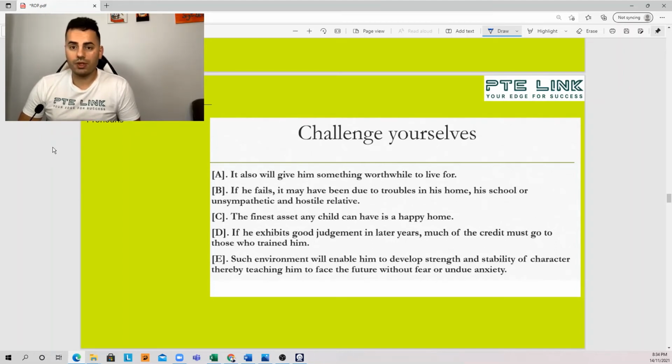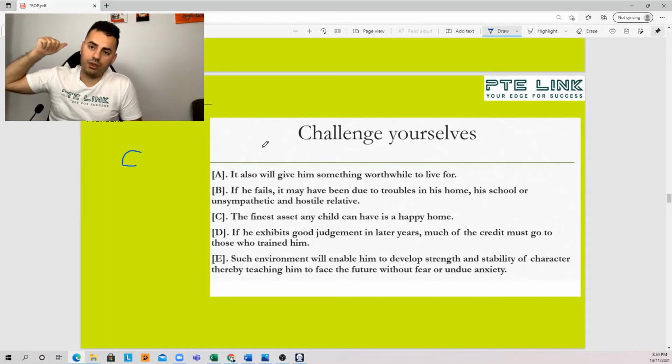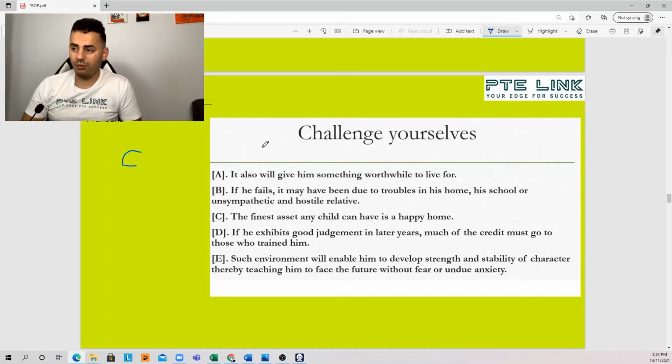I think this one is easy to find the independent sentence. Yes, it is C. The finest asset any child can have is a happy home. By the way, in this example I will employ 2 tips. The very first tip, the object-subject relationship, and the pronoun tip together. Both of them will get me the final answer.